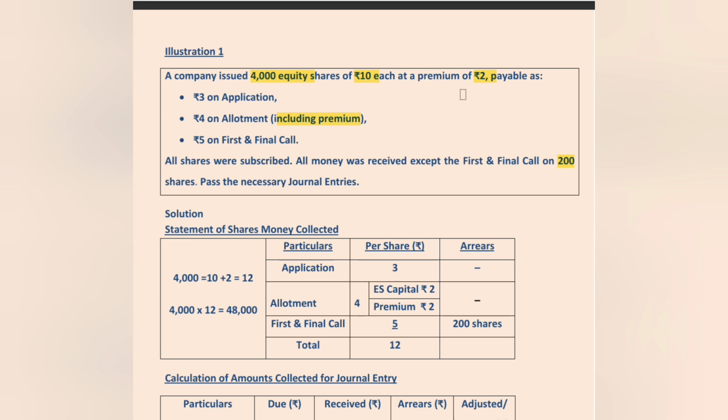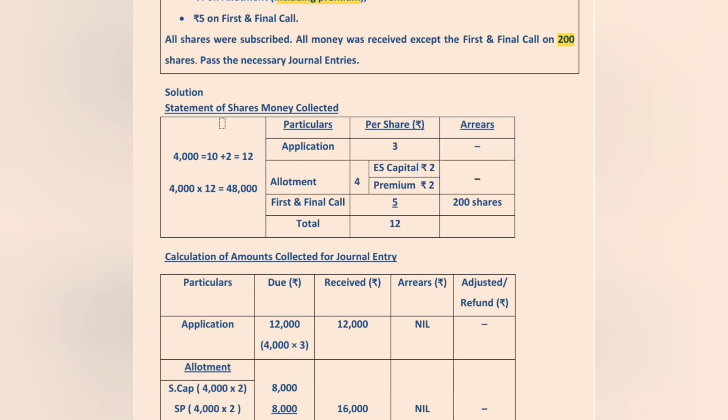In this, a new thing is premium. Okay, how we have to treat premium while passing journal entries, that needs to be understood. Okay. See step one by one. Statement of share money collected. This is for reference. Okay. Statement of share money collected.